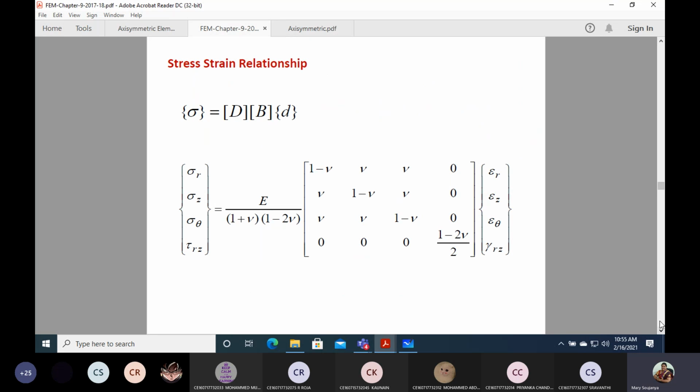So finally, the stress-strain relation: we know the stress is the D matrix into the B matrix into the elemental displacement matrix. So this is the final stress-strain relationship that we get for the axisymmetric problem.